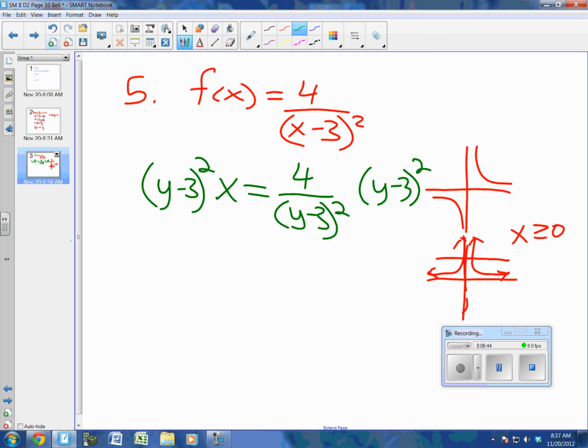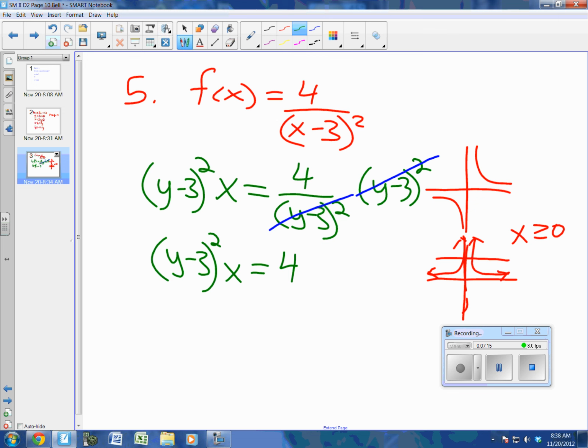Yeah, you have to get the y out of the denominator because you want to solve for it, so you got to get it out of the denominator. Well, when I do this, what happens on the right side of this equation? Yeah, the y minus 3 squareds cancel out, right? Okay, so now I have y minus 3 squared times x equals 4.